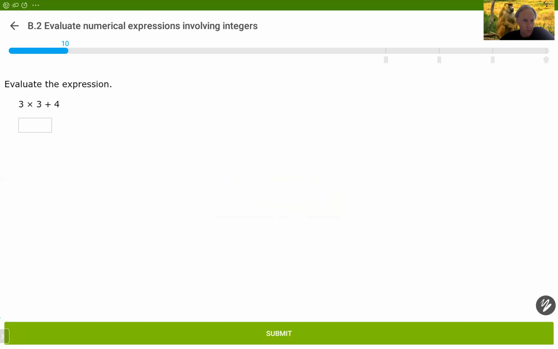Hopefully this will get a little more interesting. This one is going to be 9. We have to do the multiplication first, not because it's left to right, but because it follows order of operations. Order of operations, or PEMDAS if you like. Let me write it out for you.